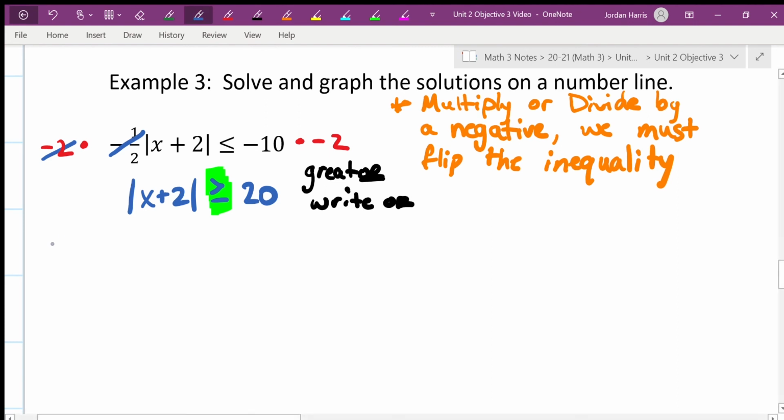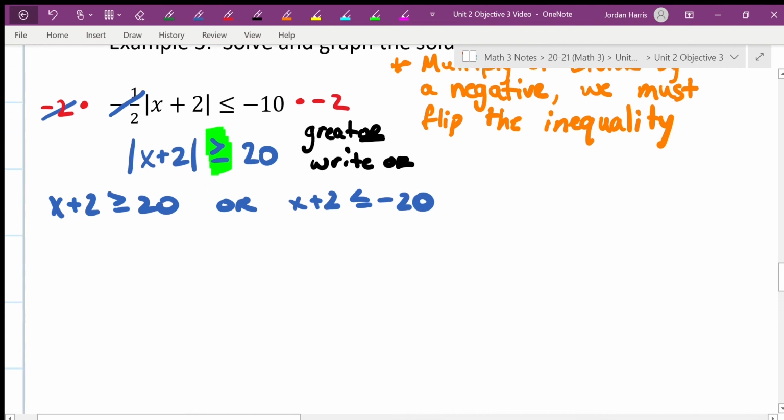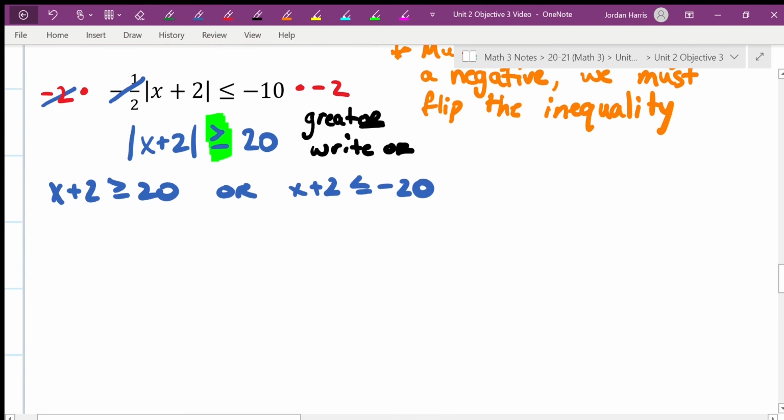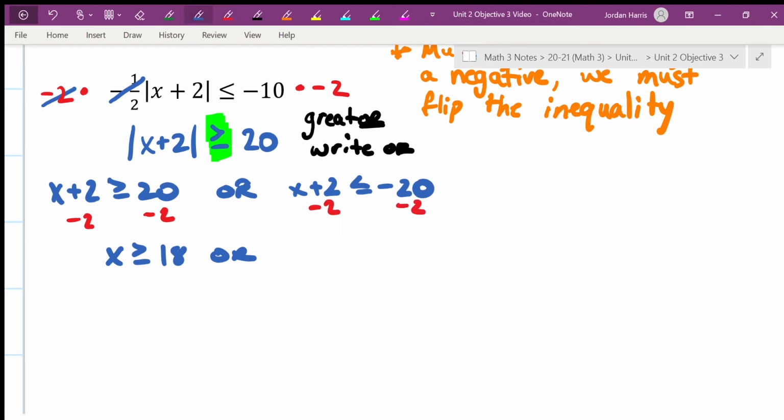Okay, so x plus 2 is greater than or equal to 20, or x plus 2 is less than or equal to -20. Notice whenever I write my equations, by the way, once I use the greater or the sandwich, I don't have the absolute values anymore. Don't forget about that. So subtract 2 from both sides, I get x is greater than or equal to 18, or subtract 2 from both sides, and I get x is less than or equal to negative 22.